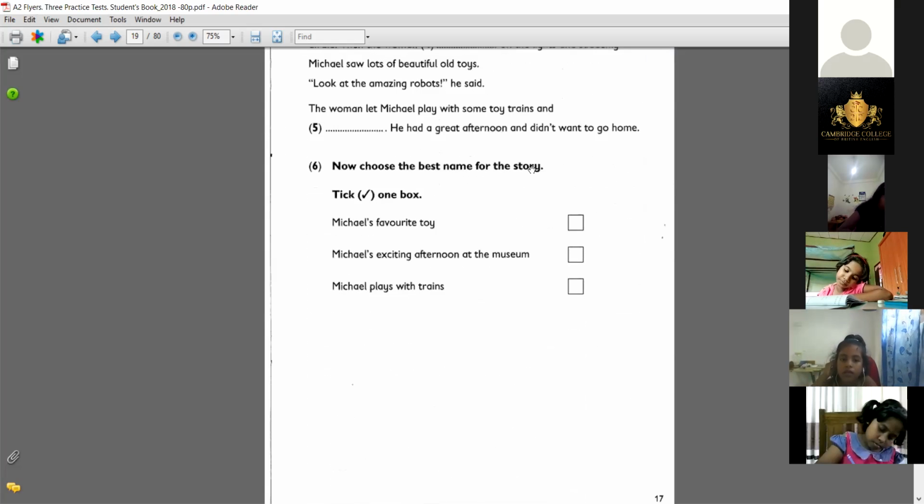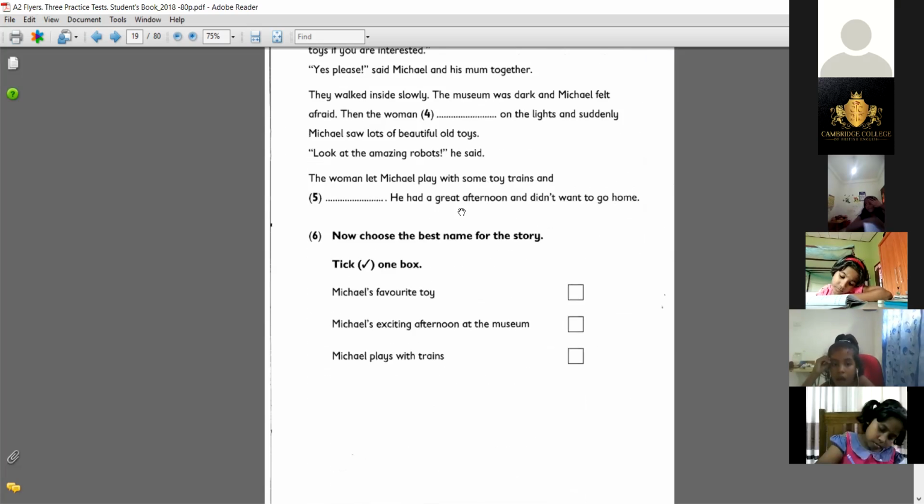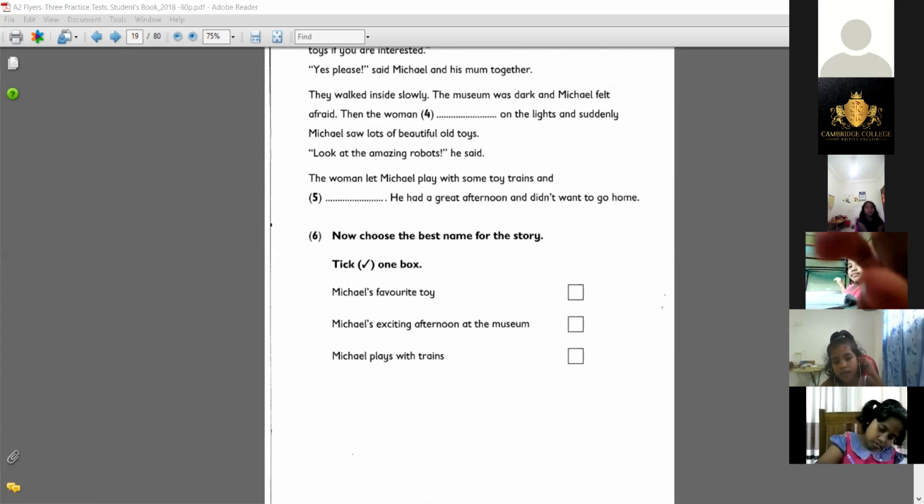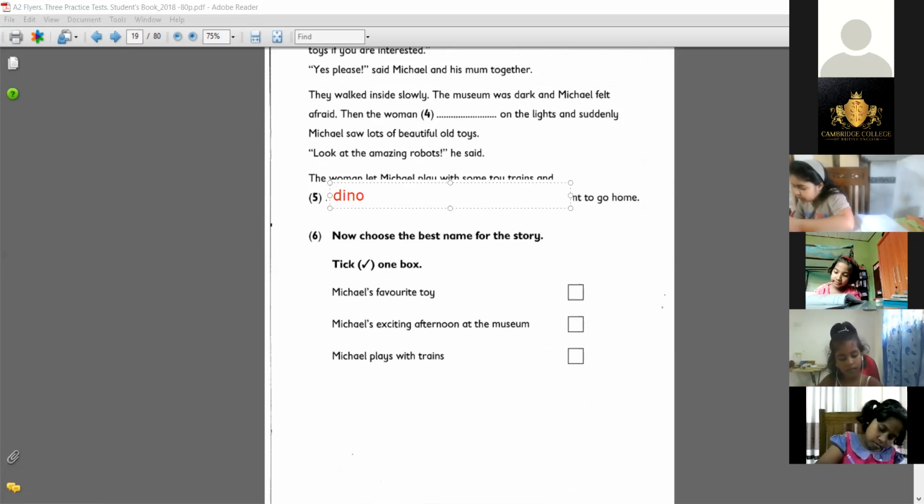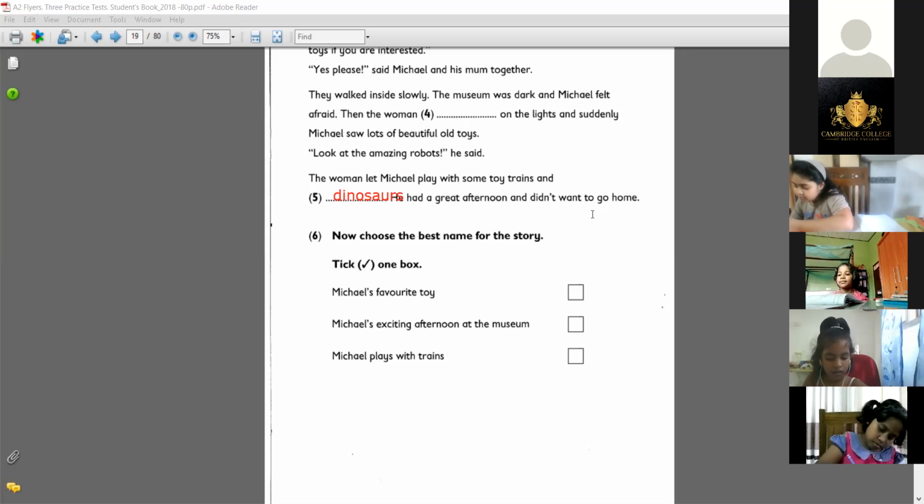Look at them. Michael saw lots of beautiful old toys. Look at the amazing robots, he said. The woman let Michael play with some toy trains. And other one is what? What is the other one? Dinosaurs. Yes, dinosaur. The other toys were dinosaurs. Yes, let's take the word dinosaurs. Number 5. Afternoon, and don't want to go home. He had a great afternoon and didn't want to go home, because it's very enjoyable time.